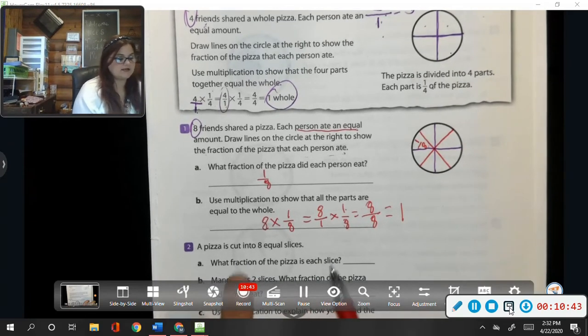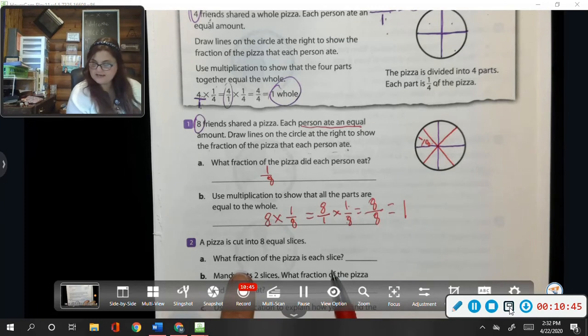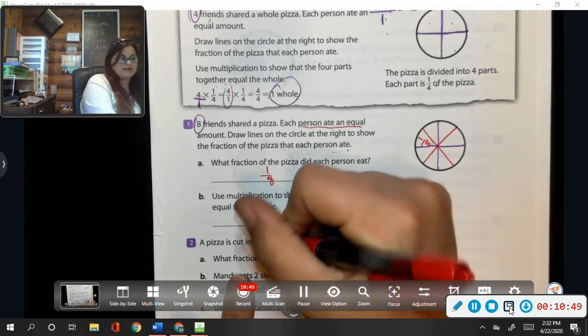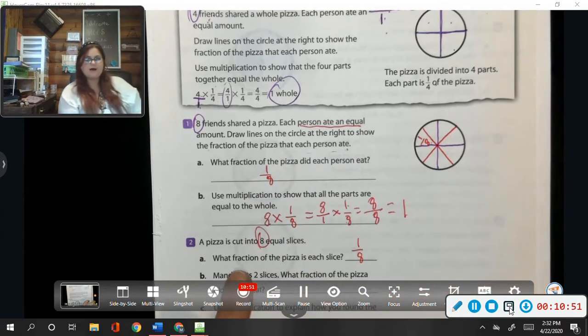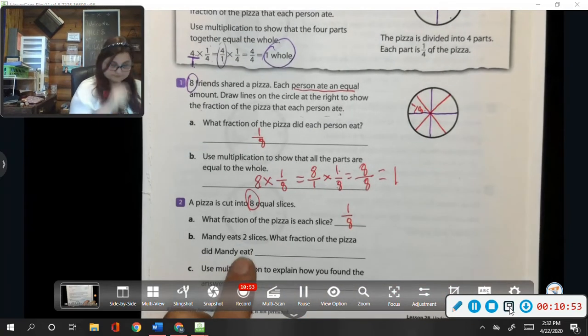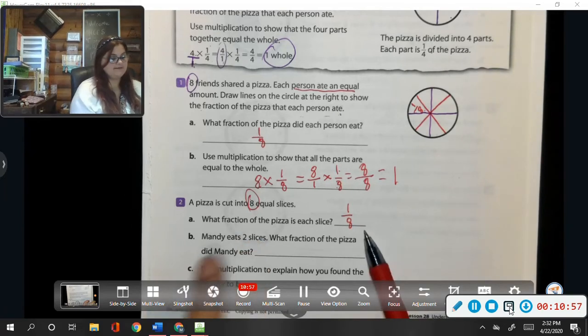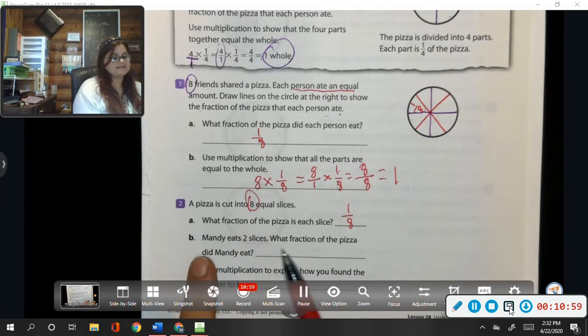A pizza is cut into 8 equal slices. What fraction? Are they having us redo that? They are. So same here, because our pizza is cut into 8 equal spots or parts. The fraction each person would get would be an eighth.